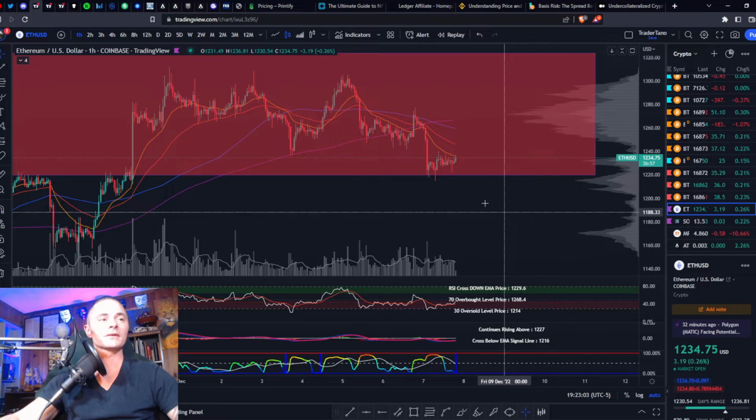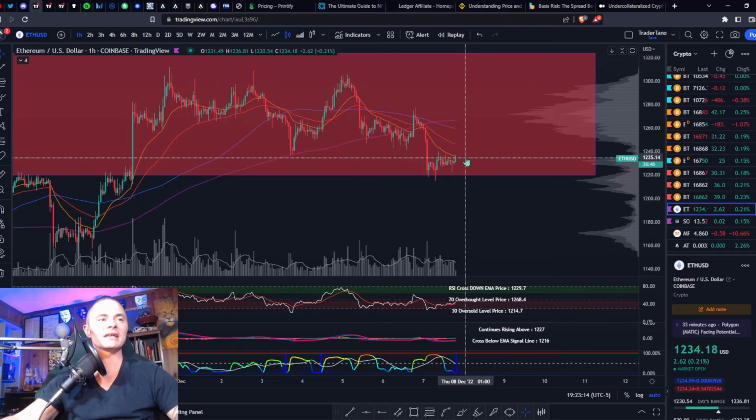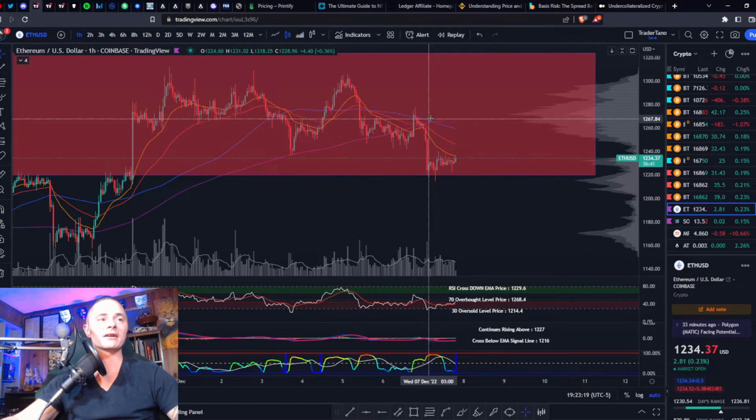Here on Ethereum, we are still looking at this red box. Look at this red box. Still respecting the red box. Had a perfect bounce off the bottom, being held down by the 21. We have a fan out confirmation right here. This is a fan out confirmation.